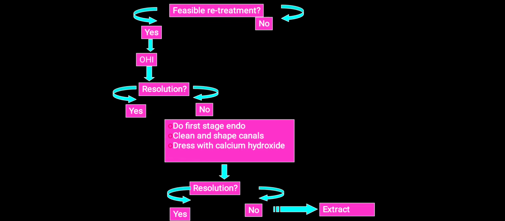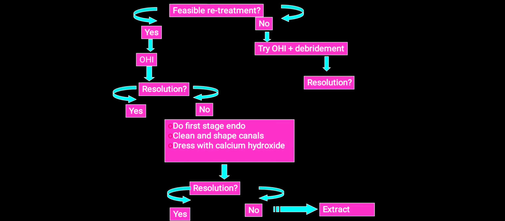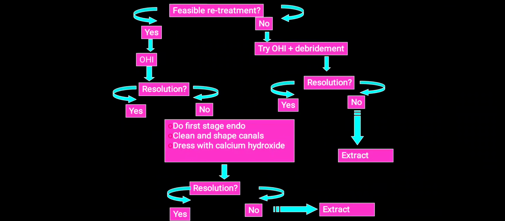If there is again negative resolution, then the only treatment option is extraction of the tooth. If retreatment is not feasible, then oral health instruction plus debridement will be done, and follow-up will be done after 15 to 20 days. If the tooth gives no response, then extraction will be done.